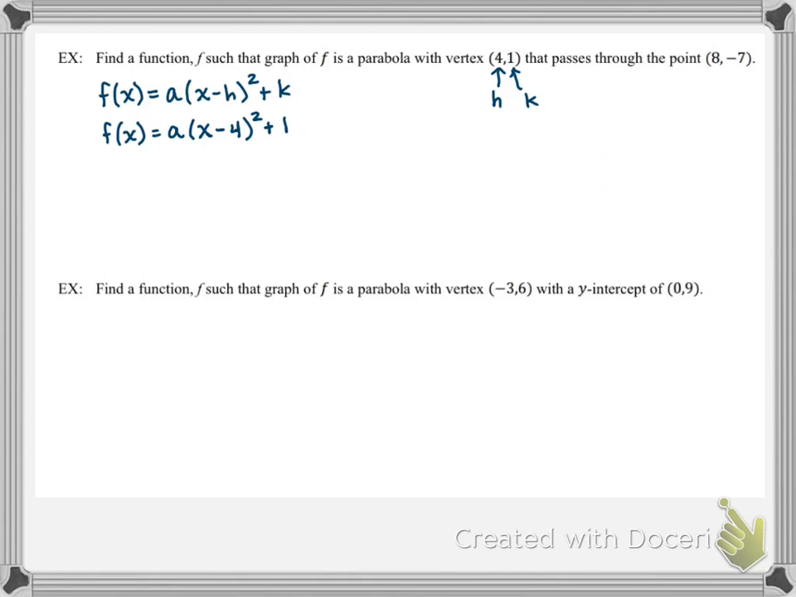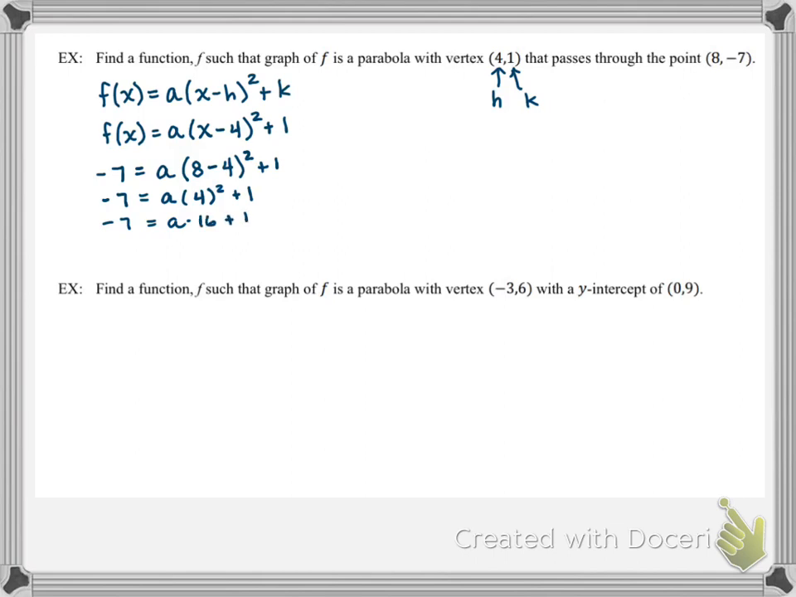But we can take our input and output and put them into the function we already have and then solve for a. So if my output is -7, my input is 8, and then that makes a the only unknown. So I'm going to do 8 minus 4. And then we have a times 16 plus 1.